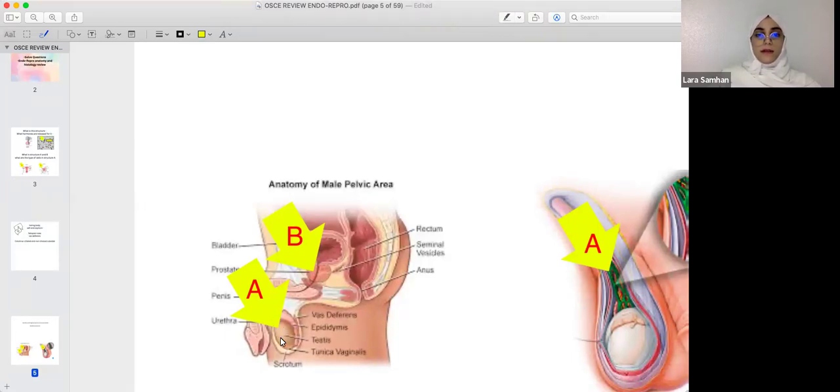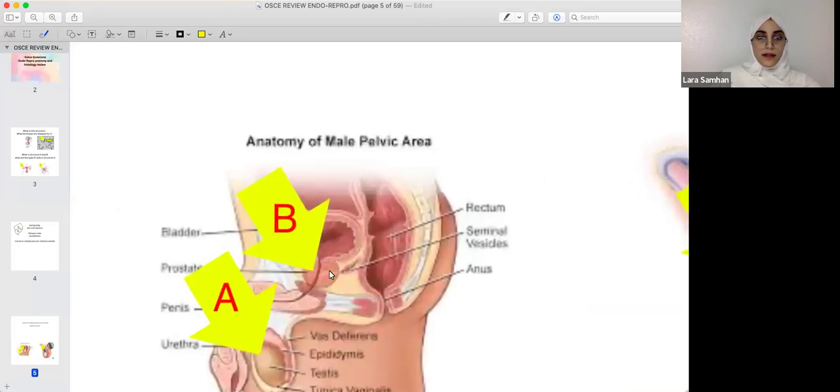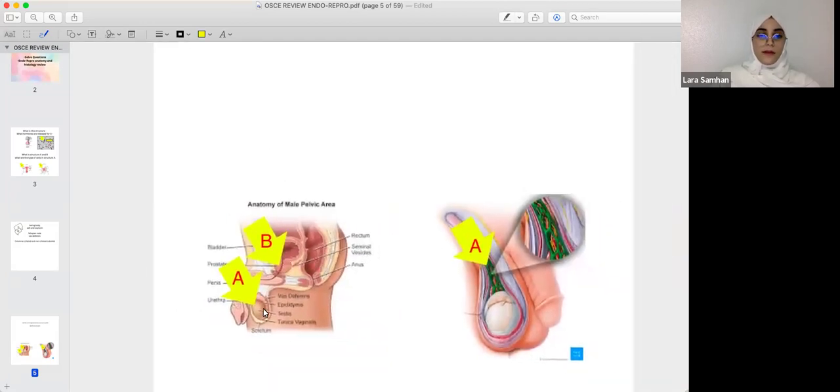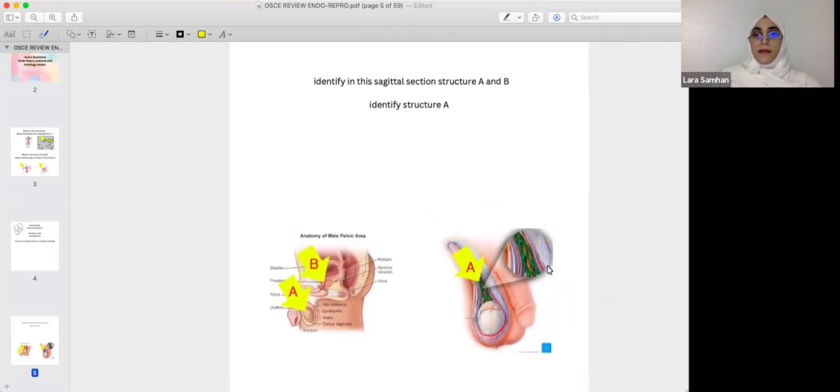Perfect, exactly. So structure A is pointing to the testis, excellent. And structure B is pointing to this thing in here, the two lobules, excellent, which is the prostate. Yes, exactly. So in here we have the testis, and here we have the prostate. Perfect. Moving on to the next question, it says identify structure A, which is this thing.